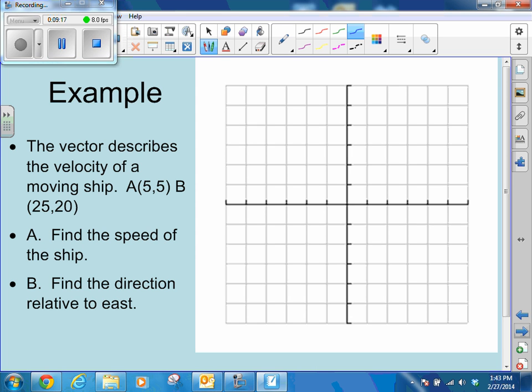Okay, speed is new, right? We haven't found speed. But when you think of velocity, it deals with speed and direction. So really, when it says speed, it's just talking about the magnitude. So really nothing new. Anytime you see speed, you're finding the magnitude. Okay, so try this on your own.